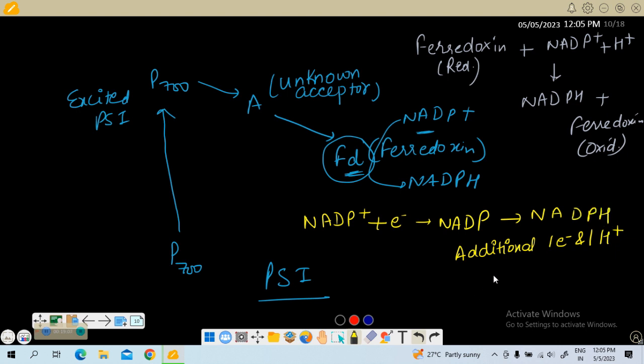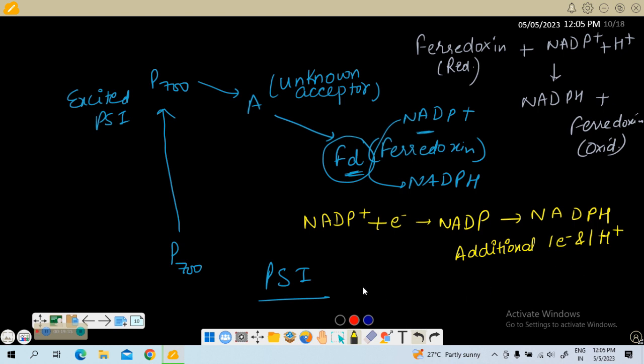So NADP positive is reduced by combining with two electrons and two protons, and the resultant reduced form of nicotinamide adenine dinucleotide phosphate will be NADPH plus H positive.